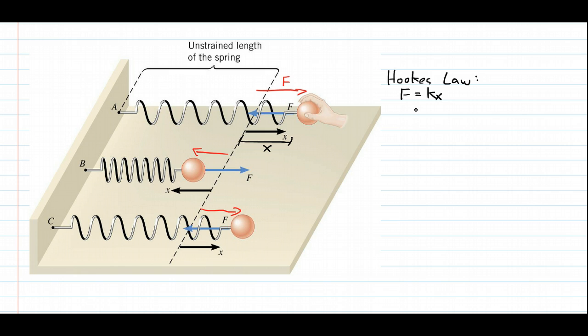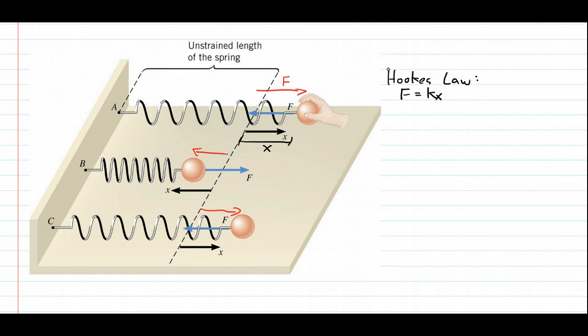And the spring constant is determined based on how stiff or relaxed the spring is. So the stiffer or harder to stretch the spring is, the larger its spring constant is. If it's a real loose, flexible spring, then it's going to have a really small spring constant.